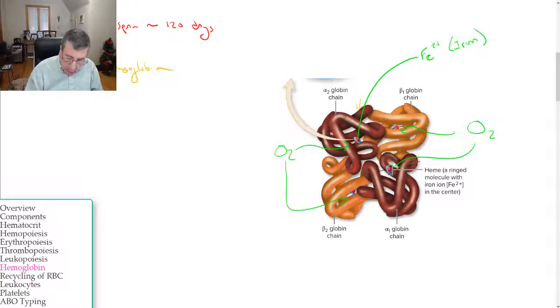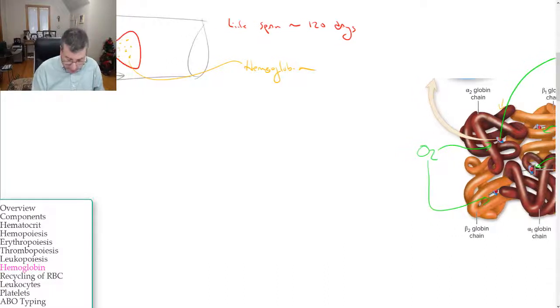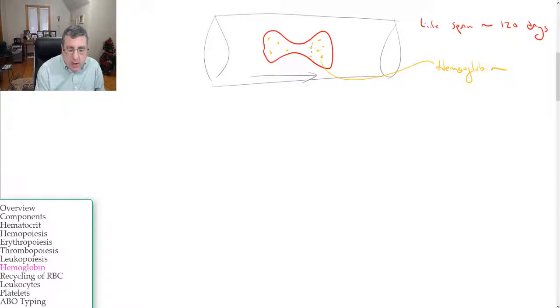Now, what we said earlier, there's a bunch of hemoglobin within the individual red blood cell. Let me move this over since it's probably underneath my picture. So each red blood cell has a lot of hemoglobin in it. In fact, each red blood cell has 280 million molecules of hemoglobin. 280 million of hemoglobin. Each hemoglobin has 4 globin.